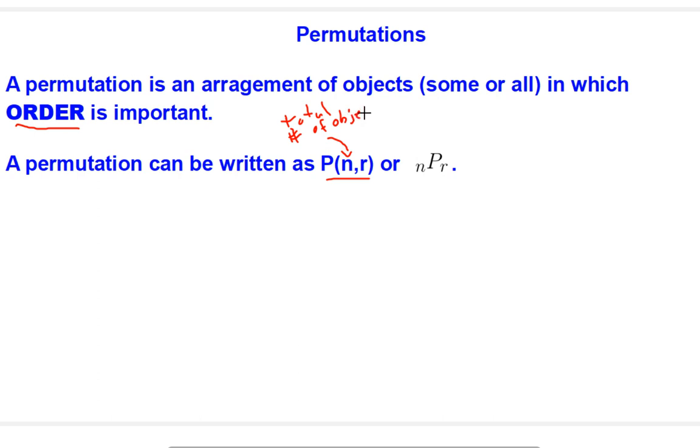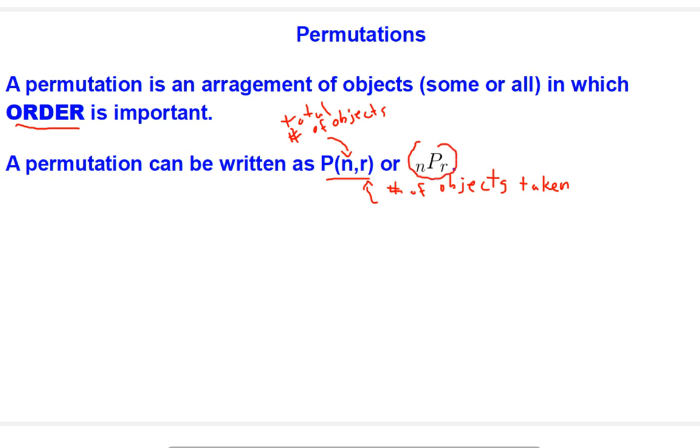And then r is the number of objects being taken. So the number of objects taken. And we can see permutations written several different ways. So this is another way that you may see a permutation written.